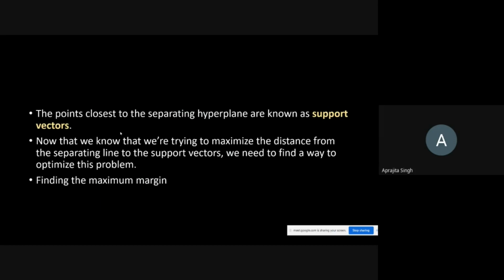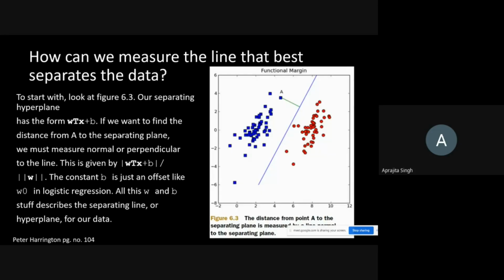Now that we know that we are trying to maximize the distance from the separating plane to the support vectors, we need to find a way to optimize this problem. Find the maximum margin. What we are going to do is use the concept of norm over here and the concept of this line, and find the distance from each and every point to this particular line, and then we will draw the margin lines so that we have the maximum distance.